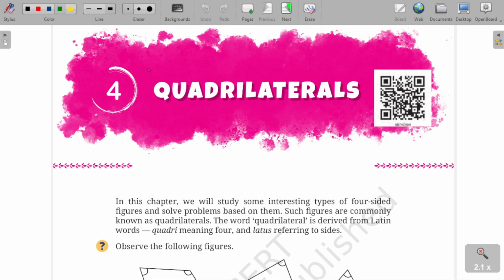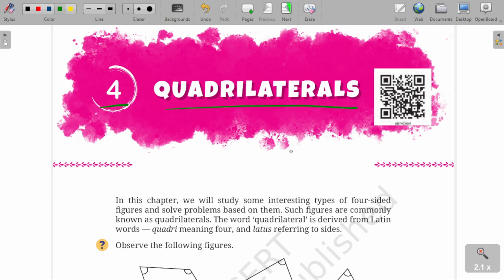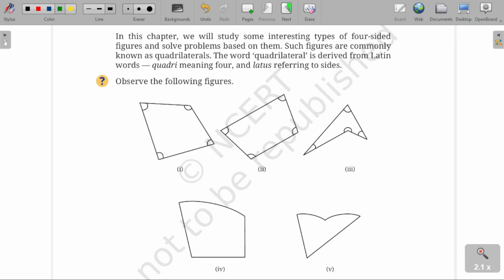So we are going to start chapter number 4, that is quadrilaterals. In this chapter we will study the interesting types of four-sided figures and solve problems based on them. You are already familiar with these figures. Earlier in classes 6th and 7th, you have learned about polygons and its types, right? So it's one of a kind.